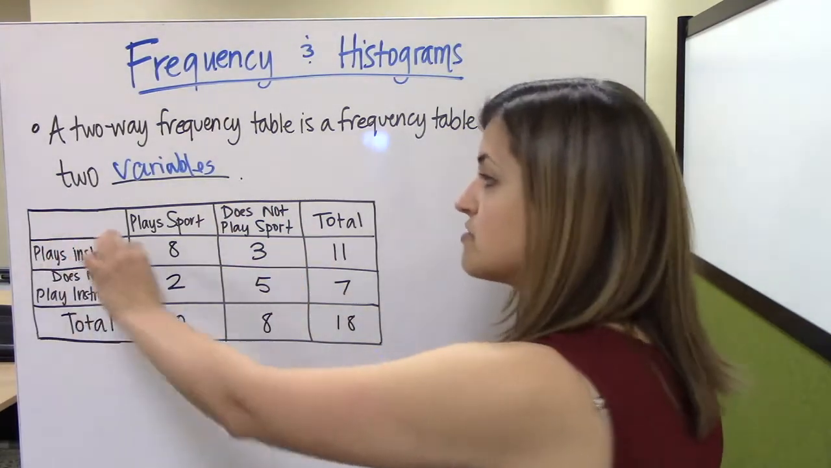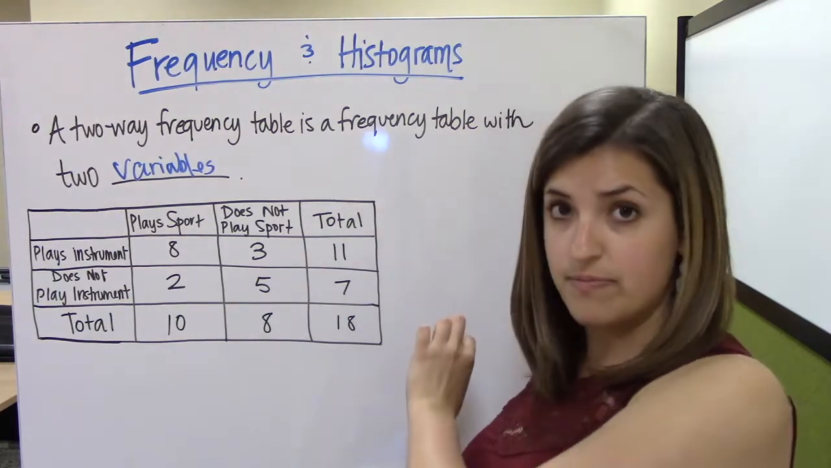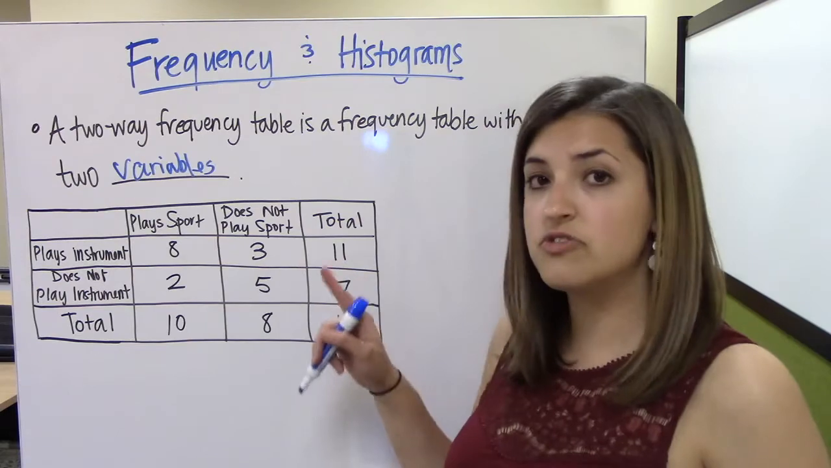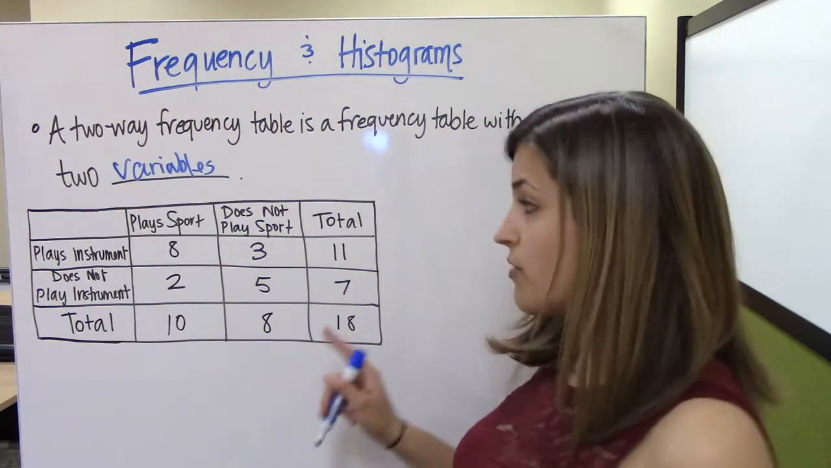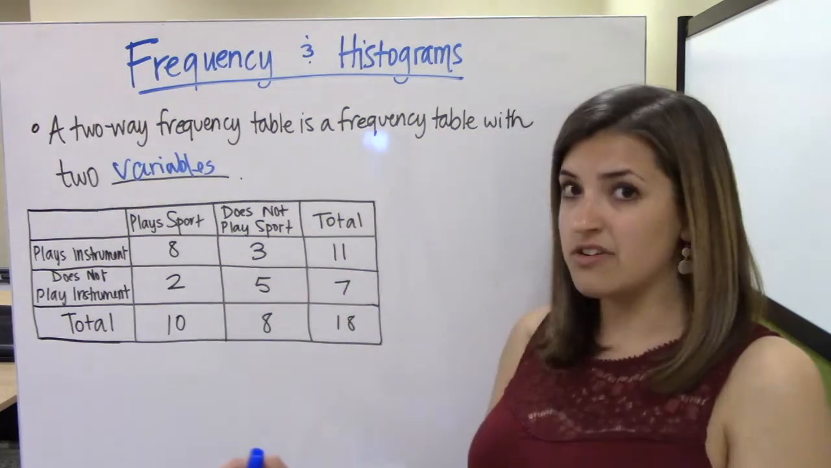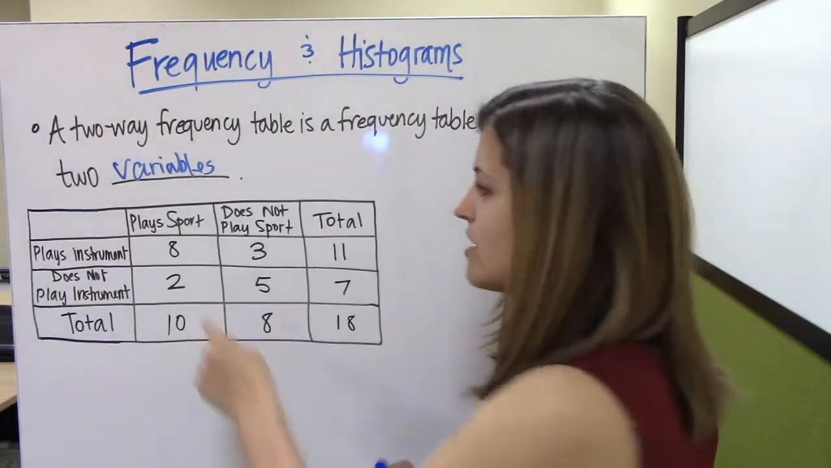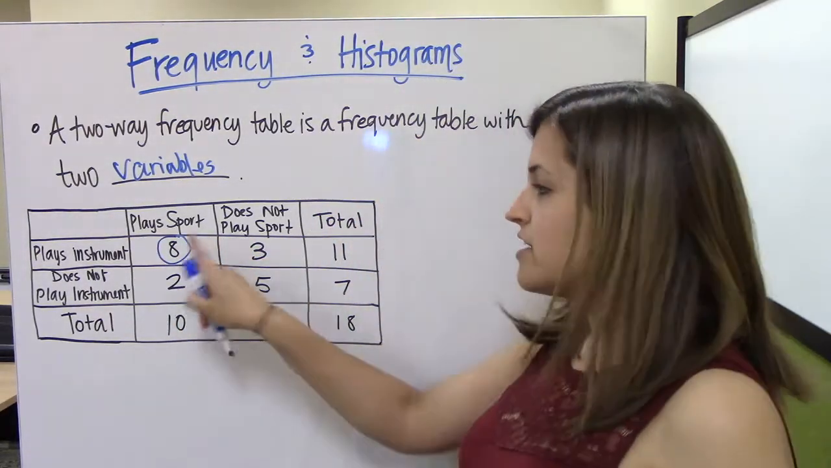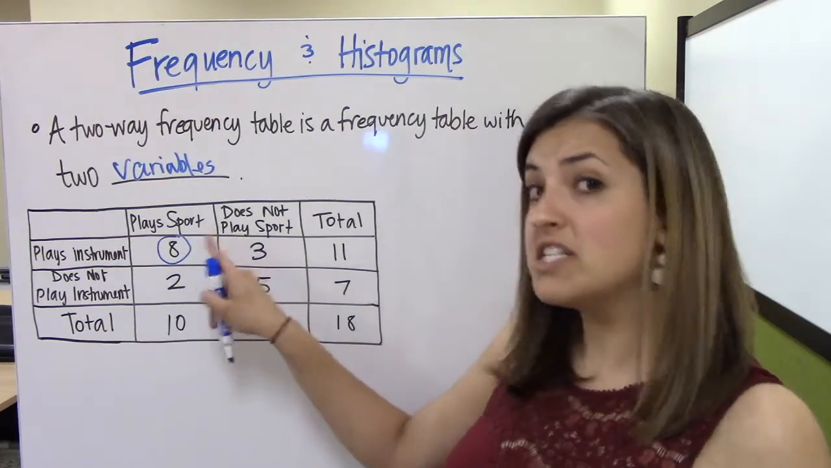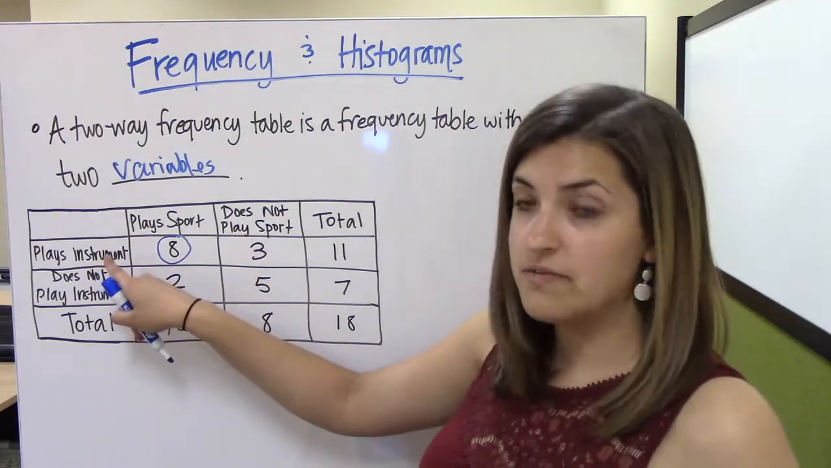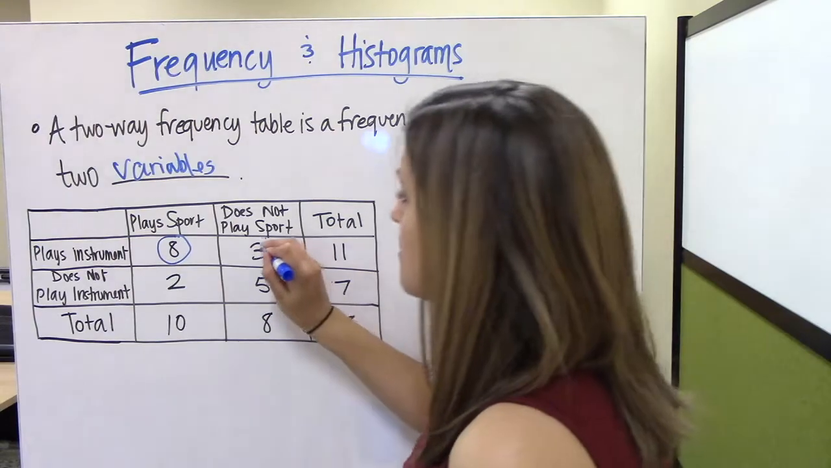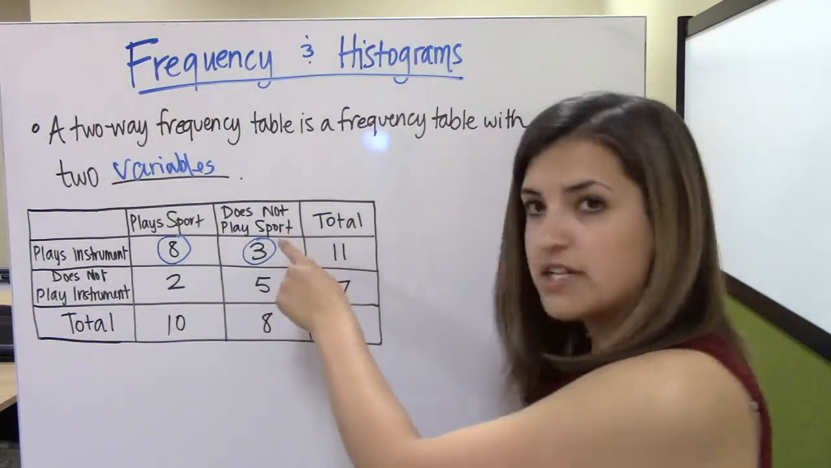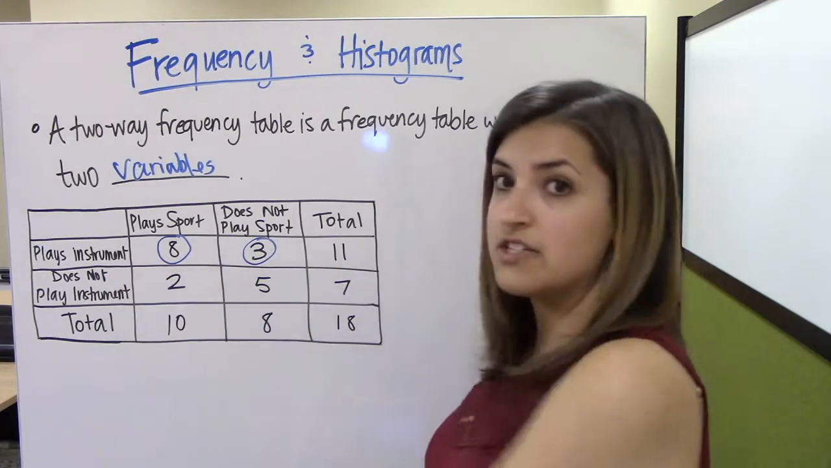In these columns here, you can see whether a student plays a sport or not. And in these rows, you can see whether they play an instrument or not. In the rows that correspond to each one, we can see whether students play both a sport and an instrument, or neither a sport nor an instrument. So in this particular cell right there, 8 is the number of students who both play a sport and play an instrument. But if we move over here, 3 tells us that 3 students do not play a sport, but they do play an instrument.